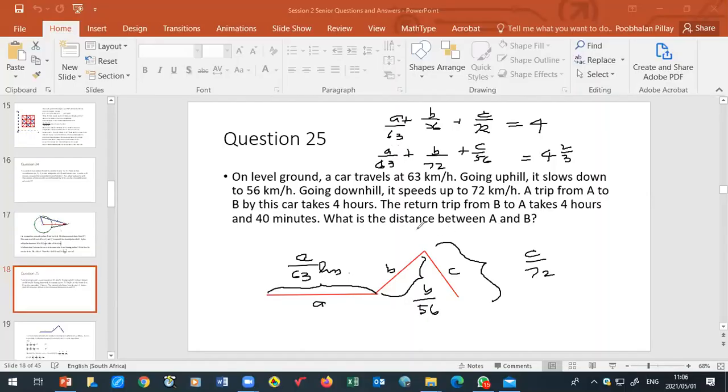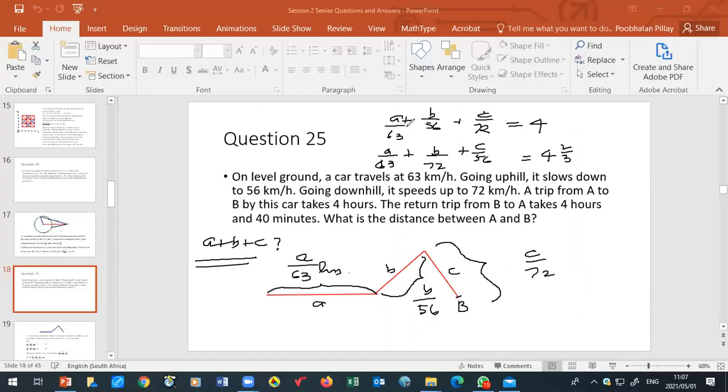The question is now, what is the distance between A and B? So the problem is, what is A? Oh, this is B here, by the way. This is the end part. And it says from A to B, and I'm just calling this to be B. So we are looking for A plus B plus C. We've got two equations, and we have to add A plus B plus C. Now that looks very complicated.